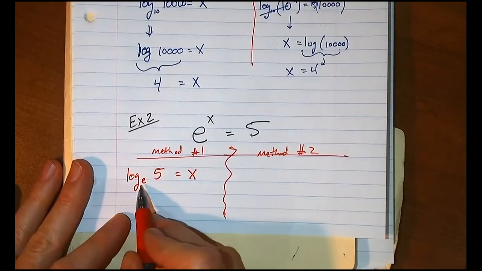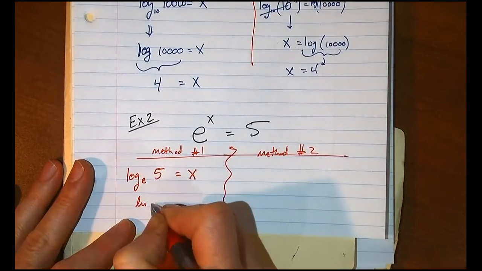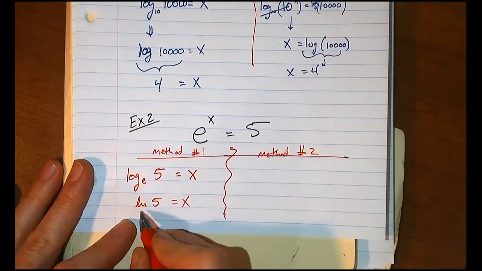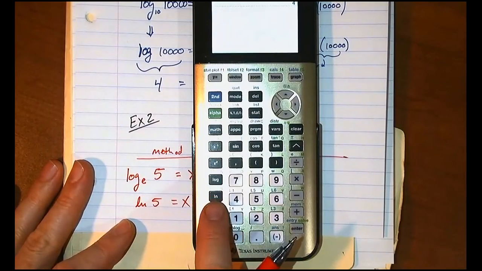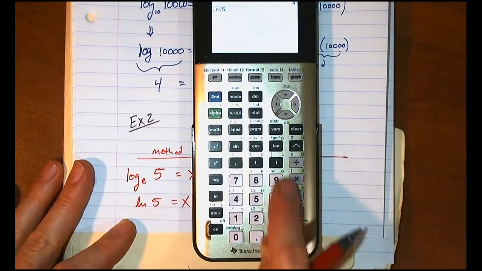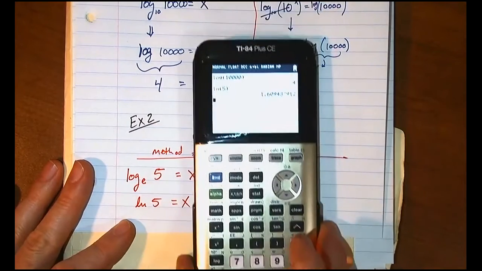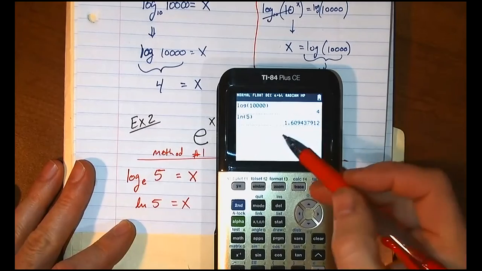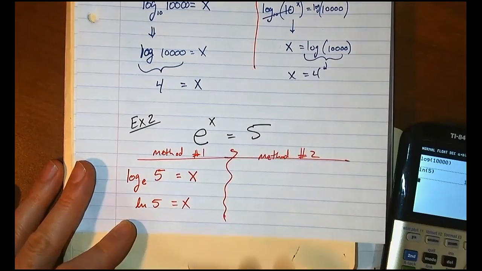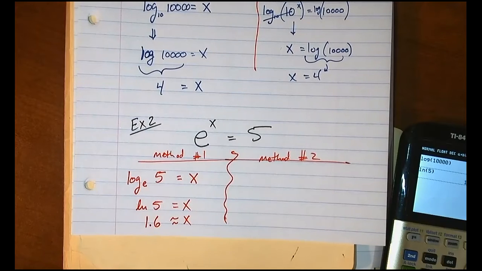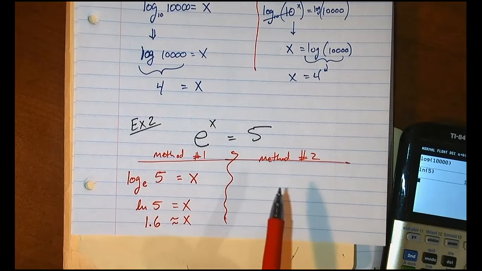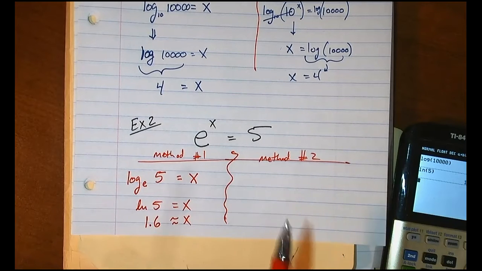Now, log base e, I know that's the same as the natural log, and that is a button that's on my calculator. So now I can grab my calculator, I can choose the ln button, type in ln of 5, and now I've got my answer. It's approximately 1.6, depending on how you choose to round it off. And so that is my answer if I choose method number 1. Now, if you did it with method number 1, you should fast forward the video right now while I talk about method number 2.